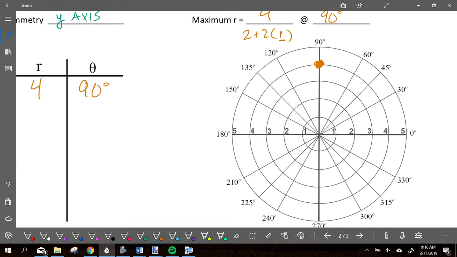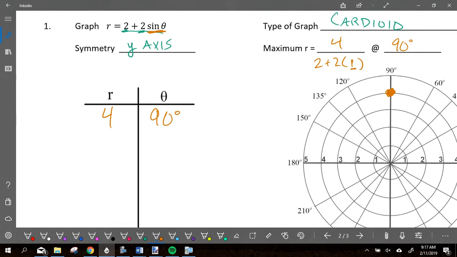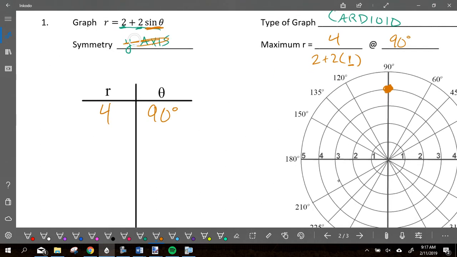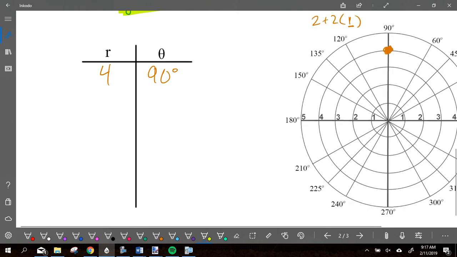We are then going to fill in the rest of this circle. The good news is we're going to make it easy on ourselves. All right? Aisha told us that we had y-axis symmetry. And so if we have y-axis symmetry, we don't need to find all of those values. We only need to find half of those values. Because if I know half, I can do the rest.